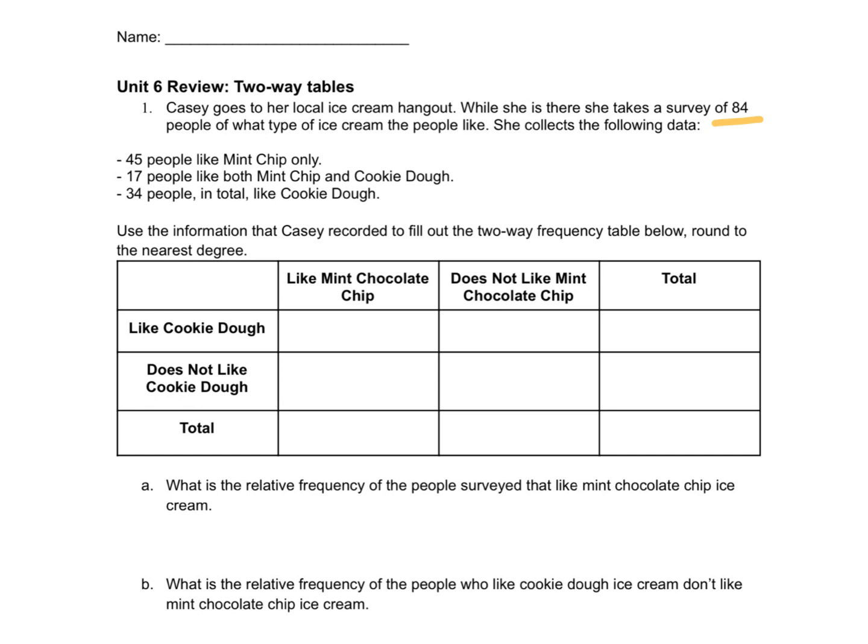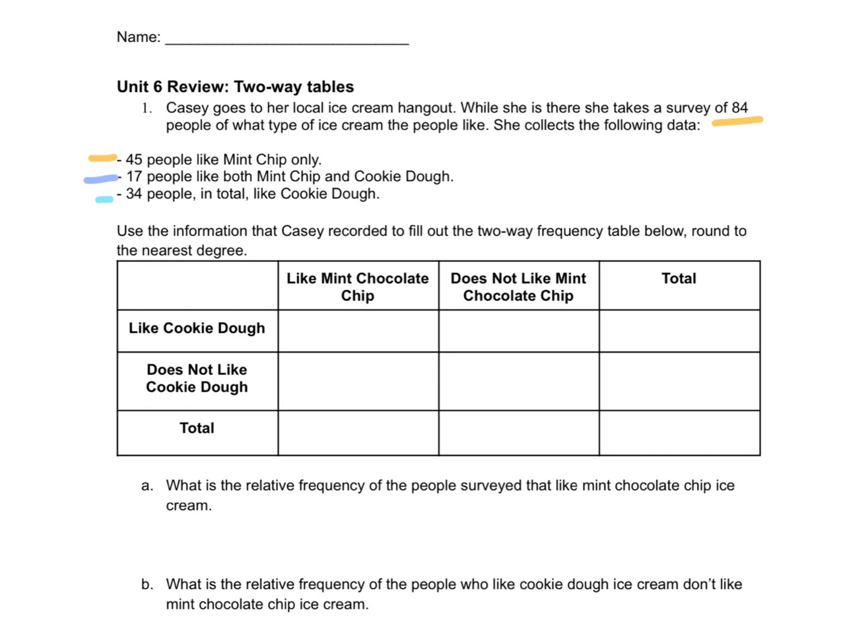45 people like mint chip only. 17 people like both mint chip and cookie dough. 34 people in total like cookie dough.